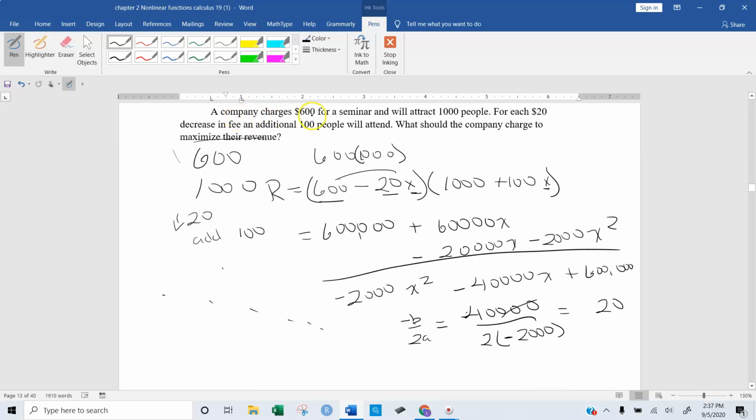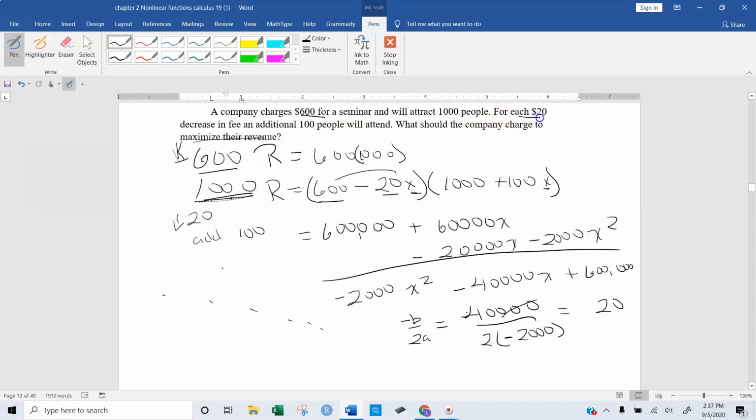So when you're reading through, the company charged $600. So this is what we know, and it attracts 1,000 people. So I know at 600 I get 1,000. So if it does that, this is my revenue.